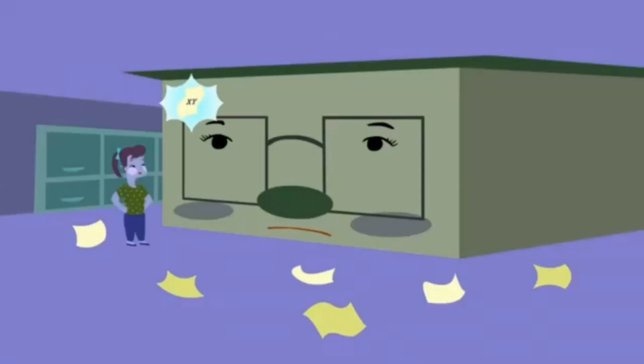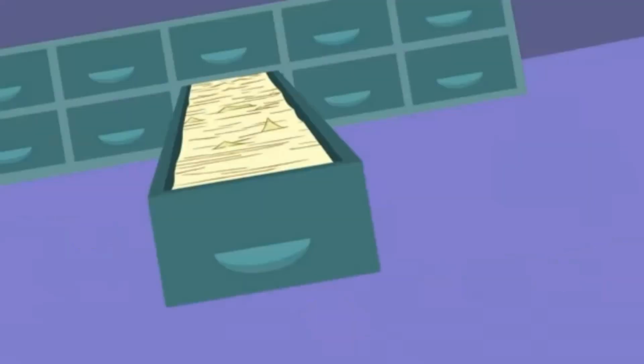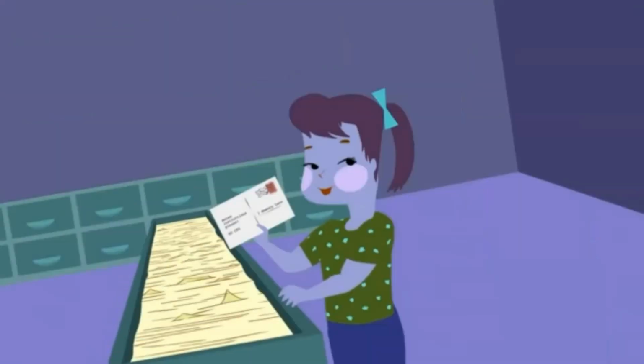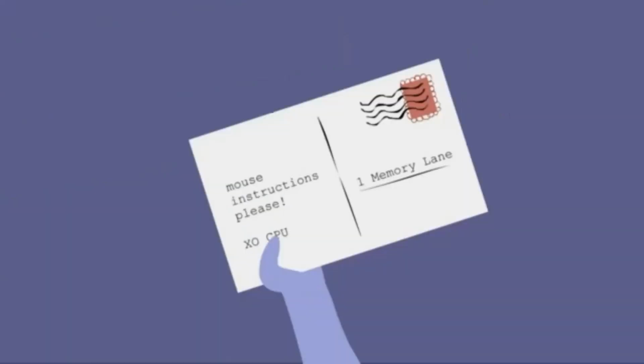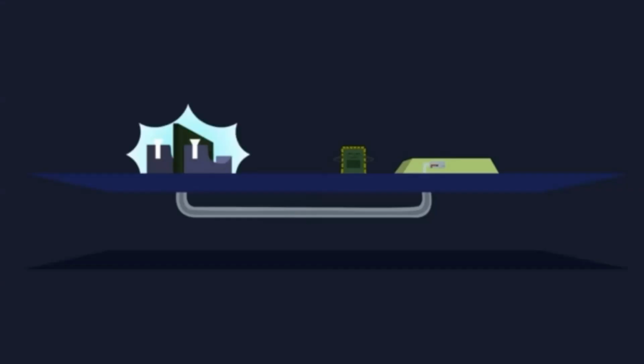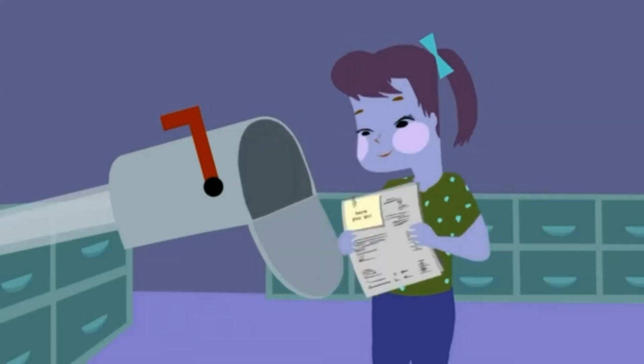The CPU realizes that it needs instructions for how to deal with this mouse click, so it looks up the address for the mouse program and sends a request to the memory subsystem for instructions stored there. Each instruction in the mouse device driver is duly fetched and executed. And that's not nearly the end of the story.